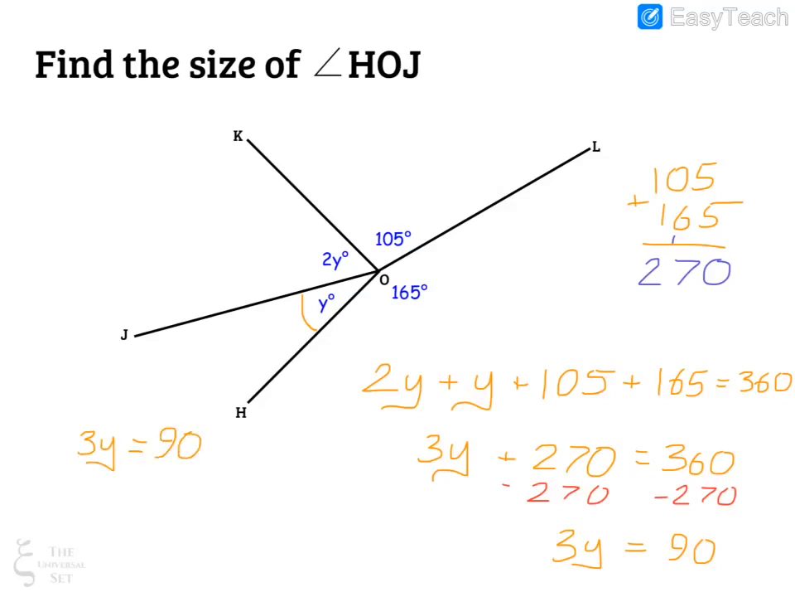3y is equal to 90. We're going to have to divide by 3. That'll be my last step. Divide by 3. Divide by 3. And that's going to give me just 1y on the left and 30 degrees on the right. So that means y is equal to 30 degrees, and y is also conveniently the same as HOJ. So HOJ is y degrees, which is 30, so my answer is angle HOJ equals 30 degrees.